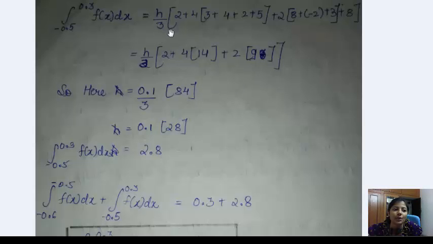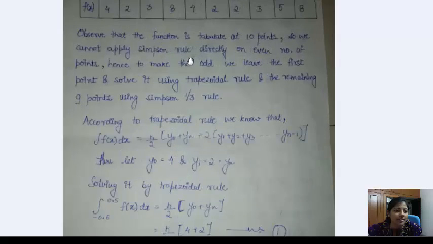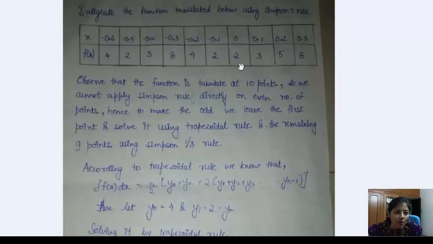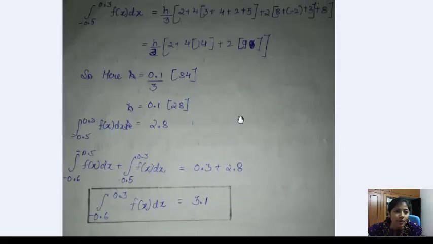which is equal to h into the first term, that is 2, plus 4 times all the even terms. So what are the even terms here? Here the even terms are 3, 4, 2 and 5, and the odd terms will be 3, 2 and 8. So the odd terms 3, minus 2 and 8 are multiplied by 2, and all the even terms, that is 3, 4, 2 and 5, are multiplied with 4, and the last term is added then. On solving it, we will get the value 2.8 for this integral.